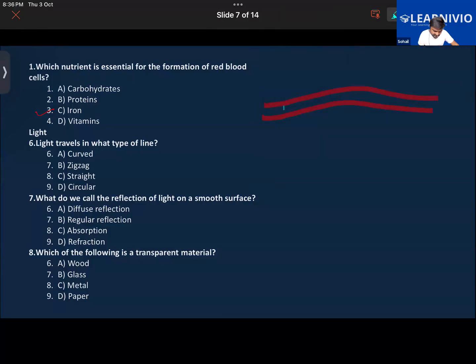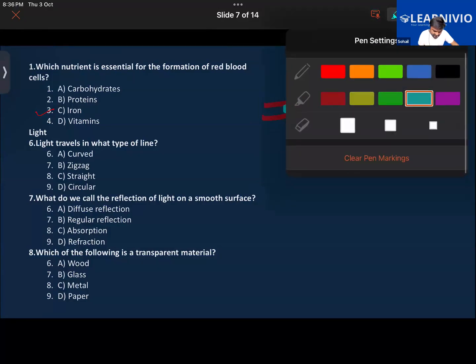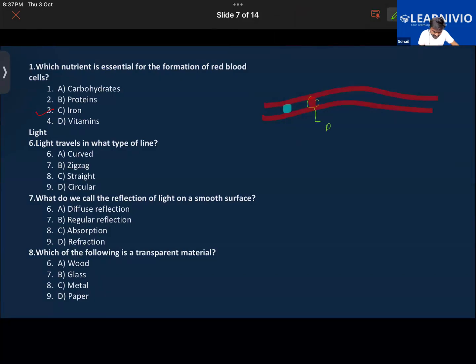Blood contains red blood cells, white blood cells. For example, say that this is the red blood cells. In short, we write this as RBC. The full form of RBC is red blood cells. Say this is WBC. That is white blood cell.